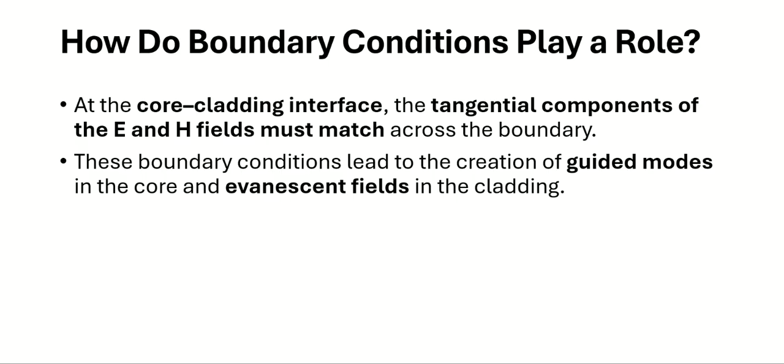These boundary conditions lead to the creation of guided modes in the core and evanescent fields in the cladding. So what does that translate to? Guided modes mean propagation of waves inside the core. They go in sinusoidal waves, like a sine wave or cosine wave, depending on how the propagation starts inside the core, and keep going. And the evanescent field in the cladding means it's decaying outside, so you get the whole signal confined inside the core.